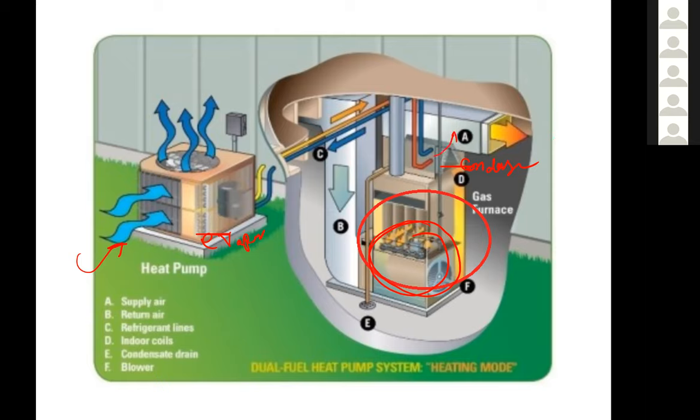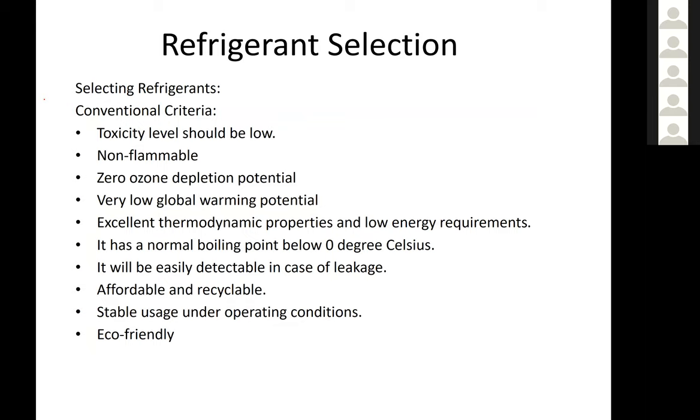When the temperature is sensed to be less than 0 degrees C or so, then at that point, I have to switch on the furnace. And so I will have this auxiliary. So I will have the heating effect come from the furnace instead of coming from the outside air to be more economical. So that's basically the principle of dual heat pumps.